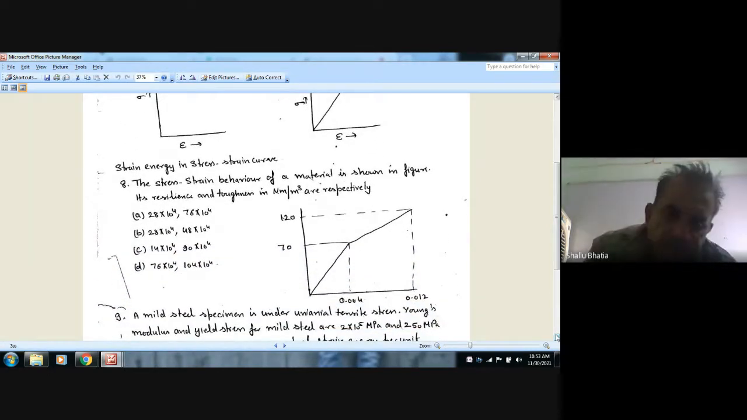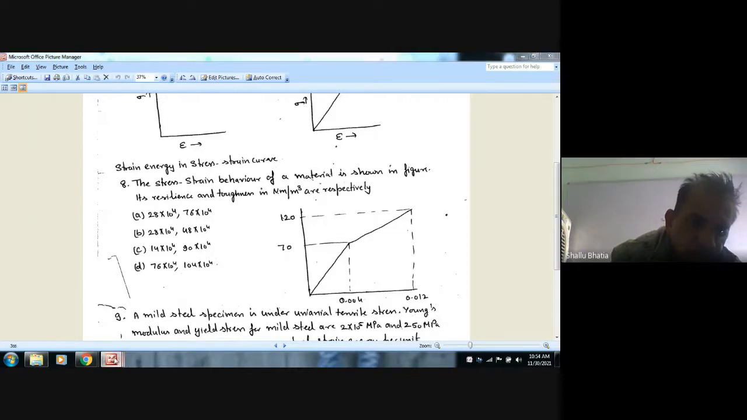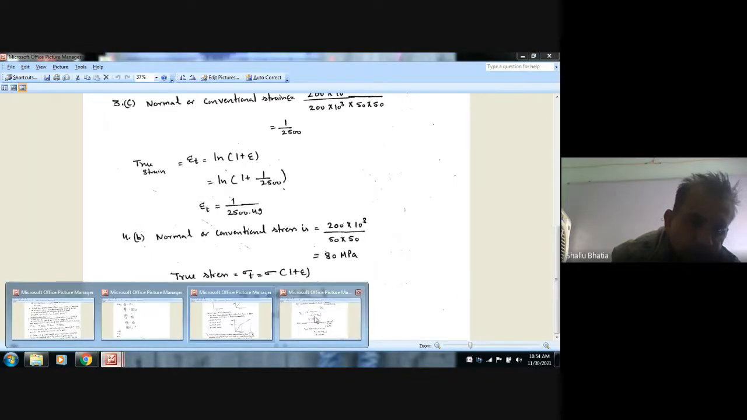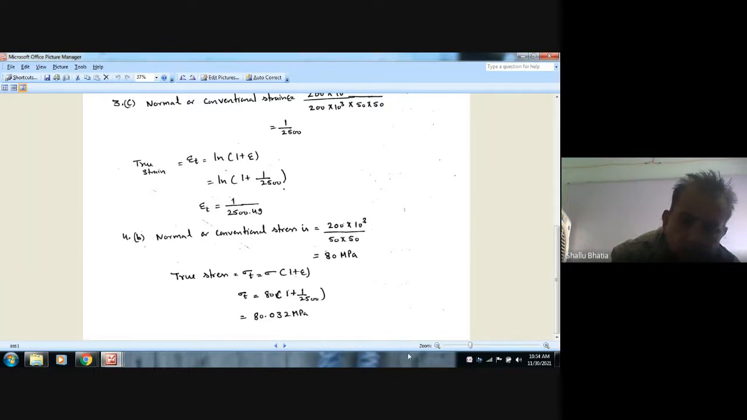Okay. Next question is on strain energy and the stress strain curve. The stress strain curve of a material is shown in figure. The resilience and toughness in Newton meter per meter cube are respectively. As we know, the resilience is the strain energy stored per unit volume up to elastic limit. So the area up to this point, the area of this triangle, will give resilience, and the area of the whole curve from this point to this point will give toughness. So you can find out the area.